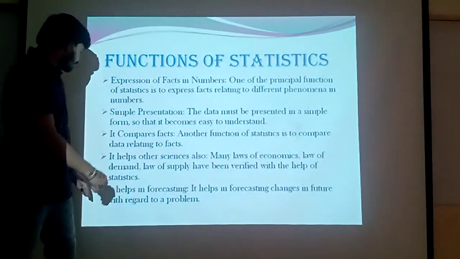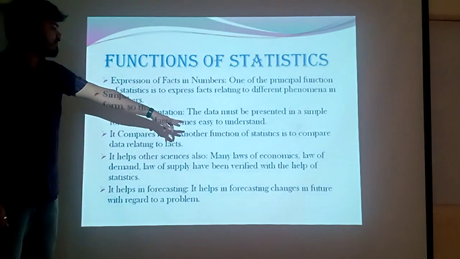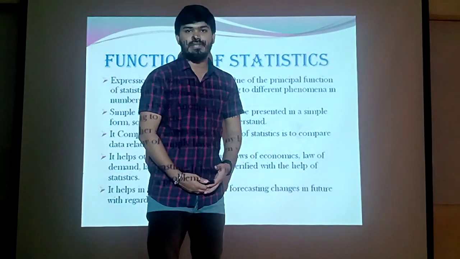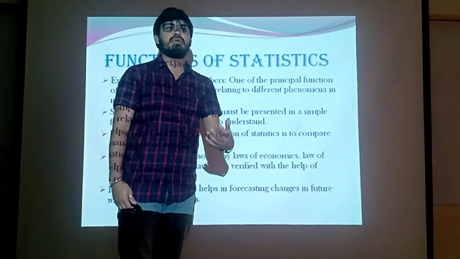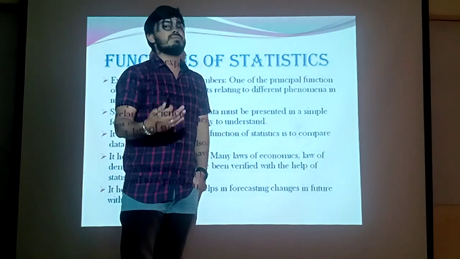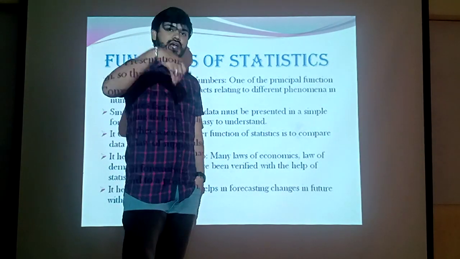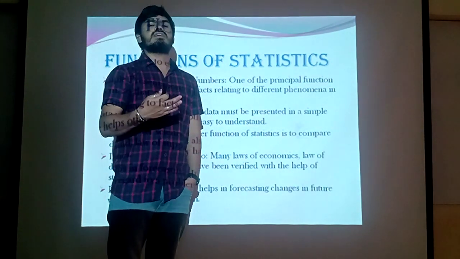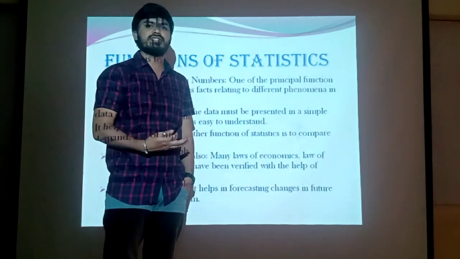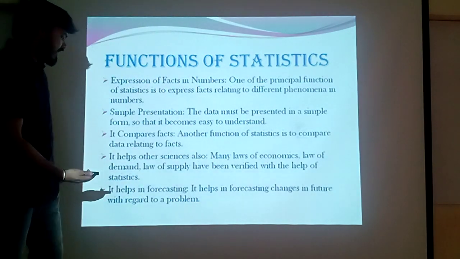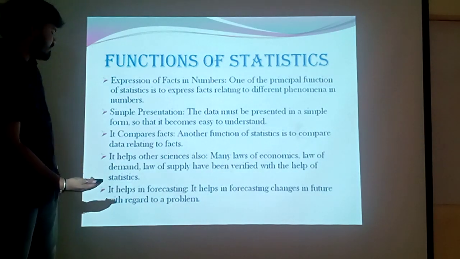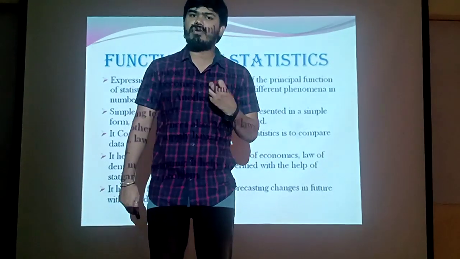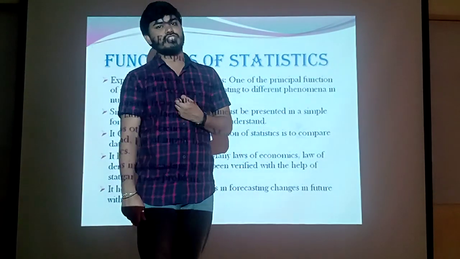So here it helps the other sciences also. Many laws of economics, law of demand or law of supply or law of diminishing marginal utility, or some other laws, maybe of competitiveness in that market also. If the firms are fixed, if the firms are not fixed, at that time we are using some quantitative measures there. In econometrics also we are using many terms, whether stationary or non-stationary, whatever it is. And law of demand, law of supply have been verified with the help of statistics only. Most of the economic theories, most of the economic laws completely depend on statistics only.